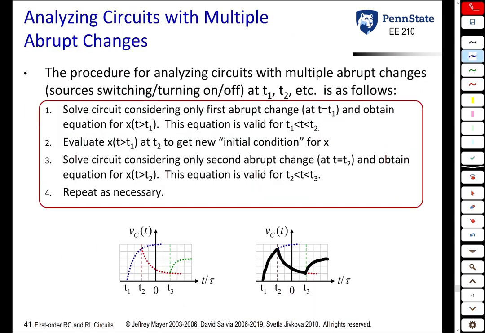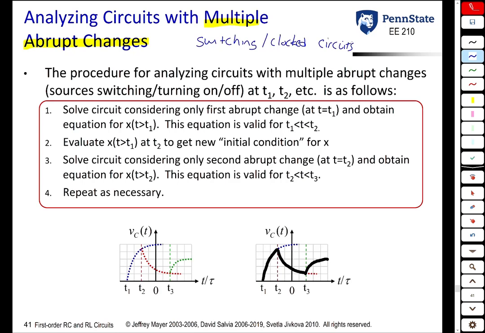The last topic in this packet of notes is dealing with circuits with multiple abrupt changes. So the idea here is, what if you have a change not just at one time, 0 usually, but what if you have multiple changes? This happens a lot in switching circuits or clocked circuits. Well, the procedure for solving these transient circuits is really not that much different from doing it with just a single change in the circuit.